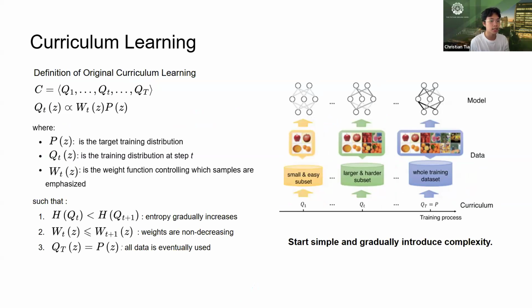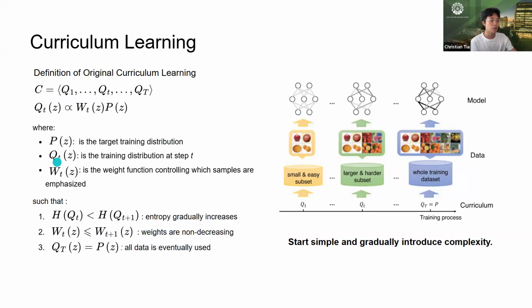So let's try to formalize that. The definition of curriculum learning. This is actually the original definition of curriculum learning back when it was first defined in 2009, I believe. It defines curriculum as a set of training distributions. So Q is a training distribution, and Q_t would be the distribution at step t. And P(z) would be the target training distribution. So P(z) is the original data set, the original training distribution.